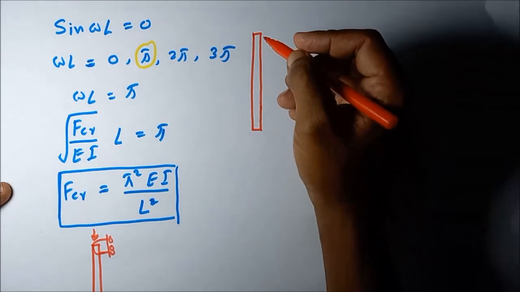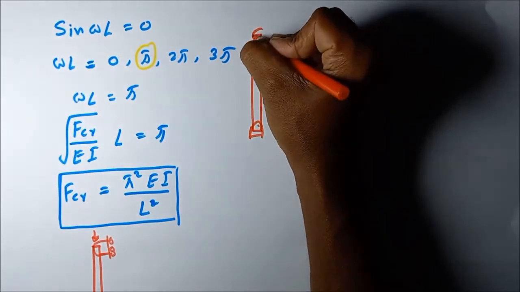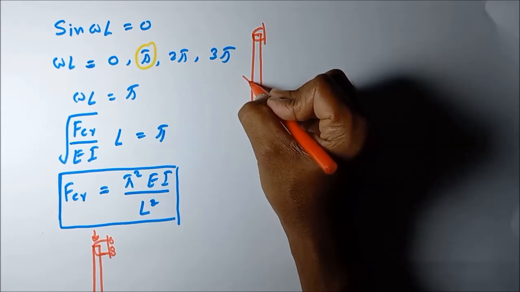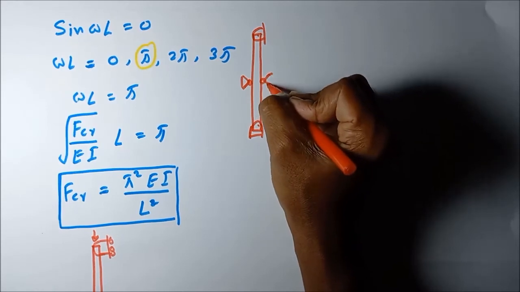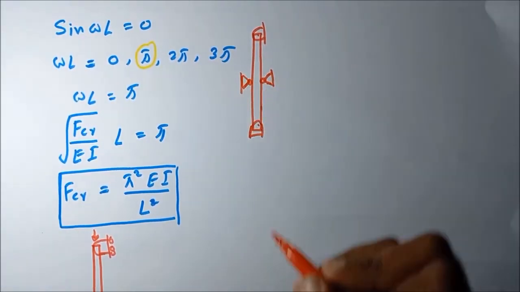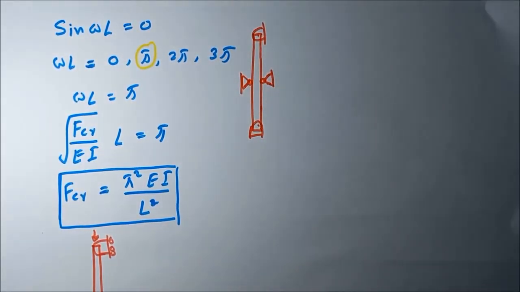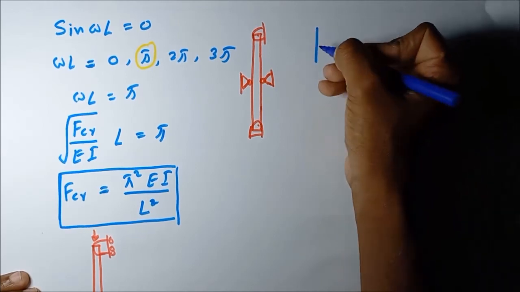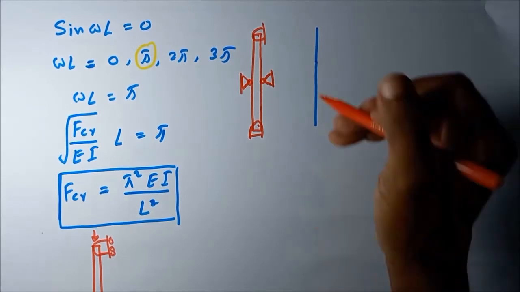Then let's take a similar support condition, but with a lateral support exactly at the middle, while it still allows the vertical movements. In this situation, how does the structure buckle? I will draw the line element to explain this. Let's take this structure. When it buckles, it will form this kind of curvature.